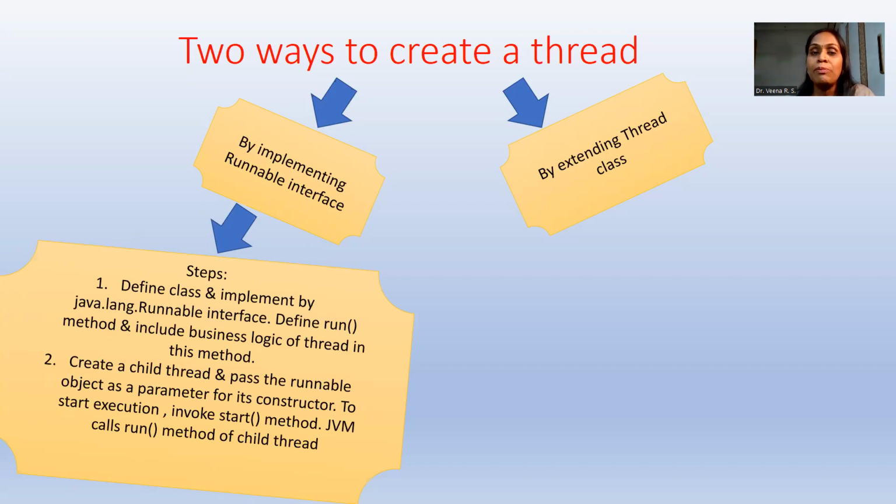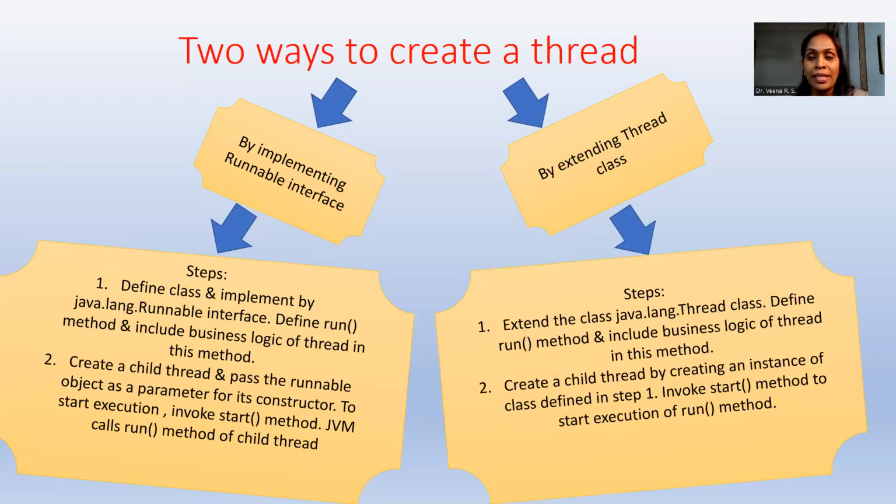Now, lab program 12 is creating multiple threads using the second way, that is by extending the Thread class. Let us review the steps. You should create a class which extends the Thread class. Thread class is from the package java.lang. You have to define a run method and put the business logic in that method, whatever that thread wants to execute. Next, create a child thread by creating an instance of the class defined in step 1, and then invoke the start method which will start the execution of the run method.